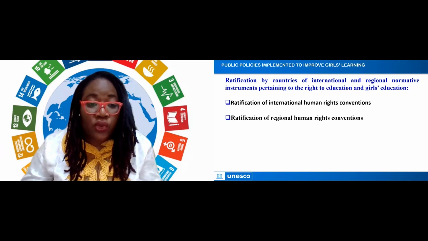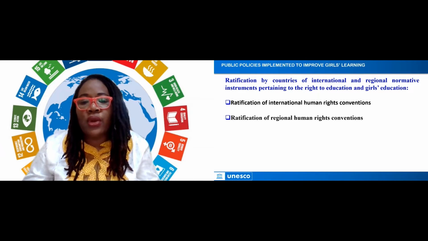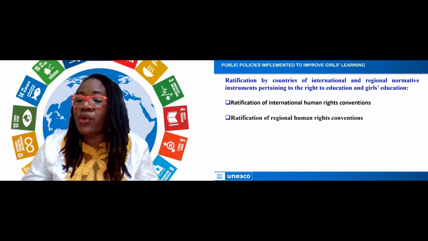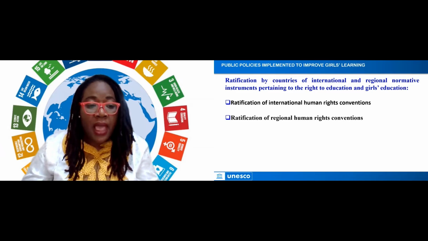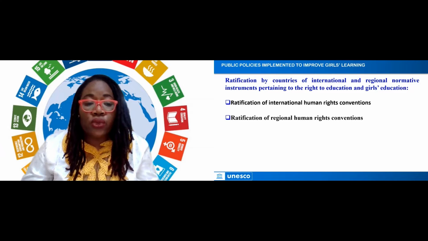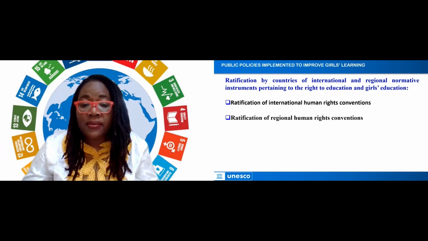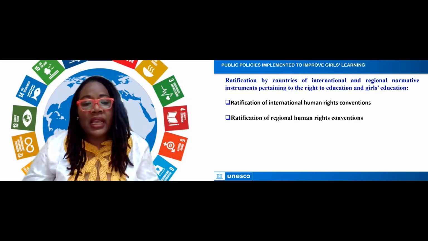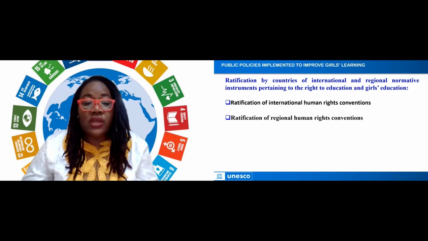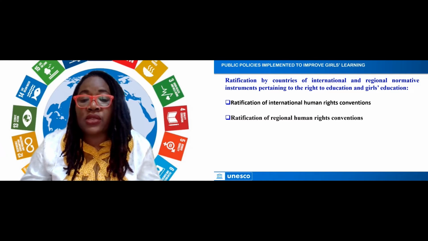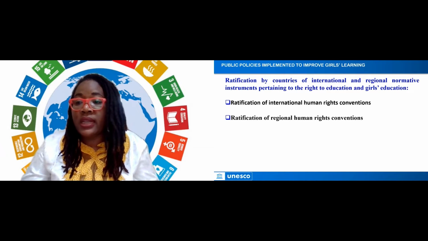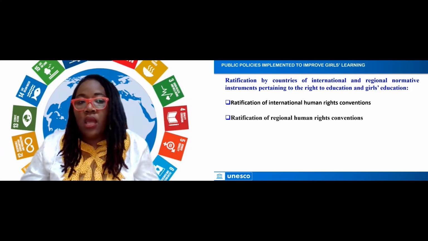I must emphasize that all of these international and regional instruments do not specifically address the question of women in STEM, but there are some elements to note: the fight against all kinds of discrimination towards women, the principles of equality between men and women, the promotion of education and training for women at all levels and in all disciplines.